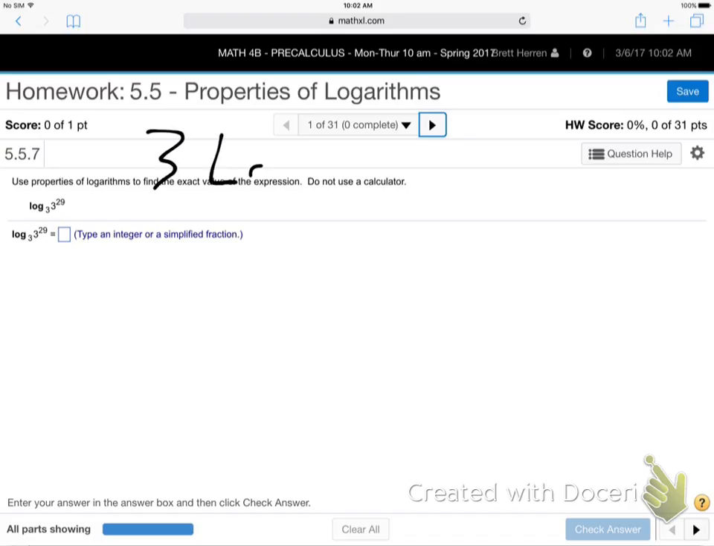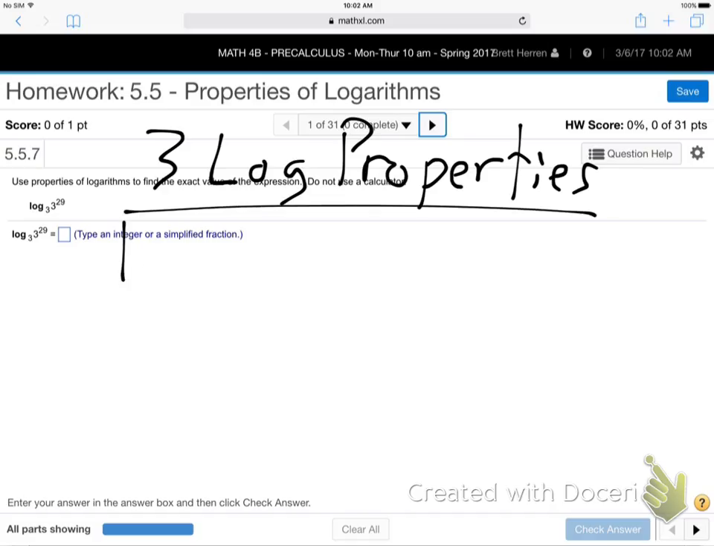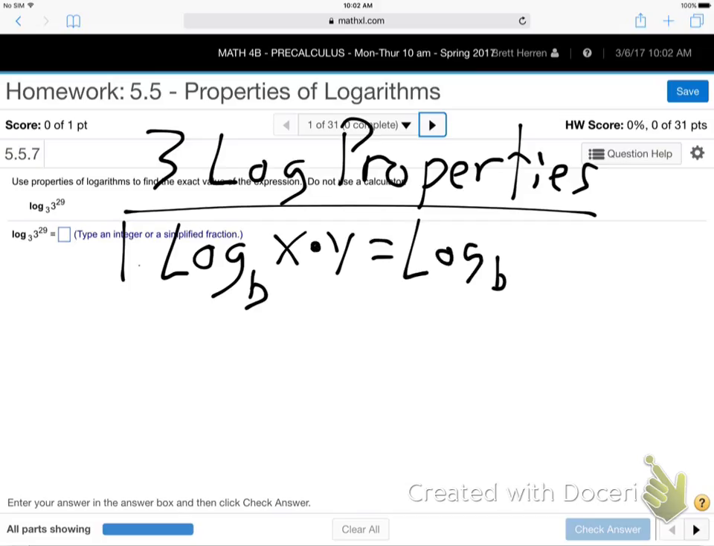There's basically three log properties. Did you get those? Number one, basically the log, or did I write these out before? I just can't remember. Log base b of x times y, that's a times in the middle there, is the log base b of x plus the log base b of y. Multiplying for one log becomes adding for two. Okay, and then number two.